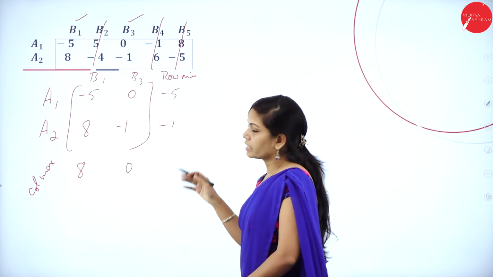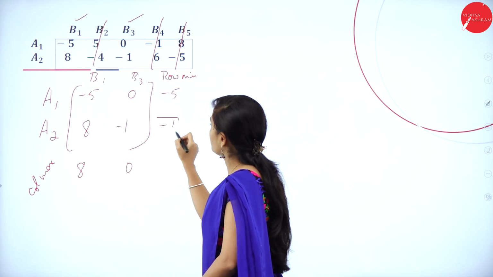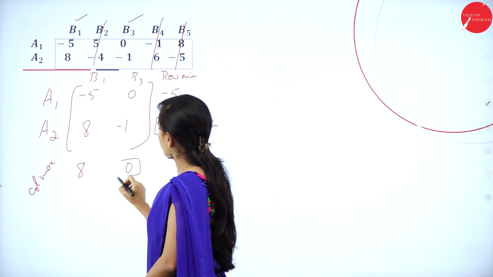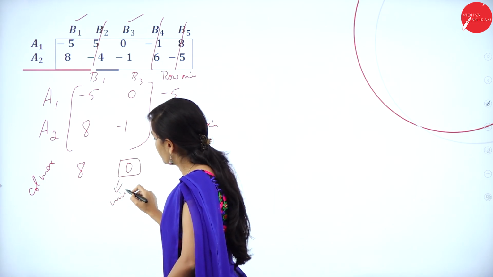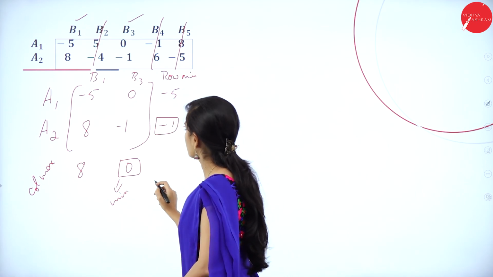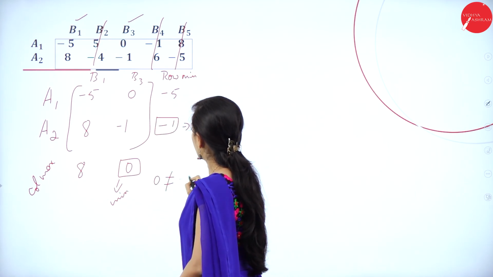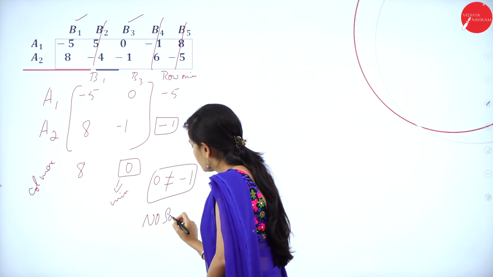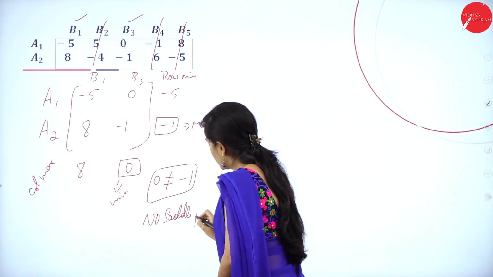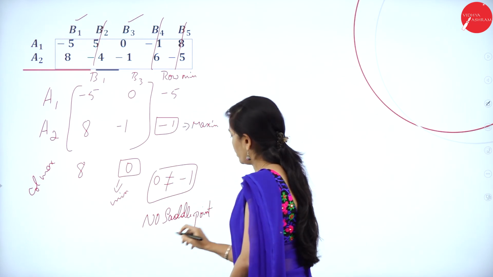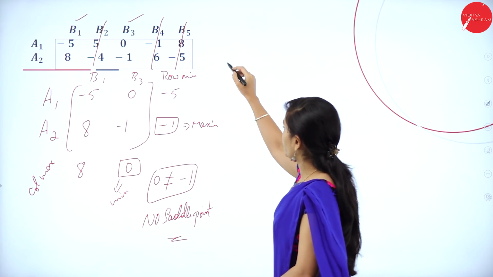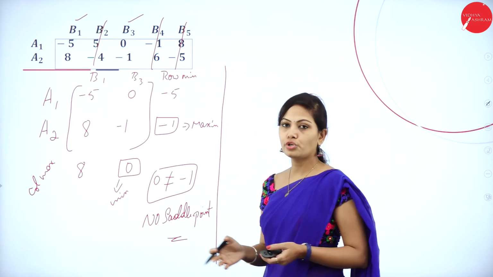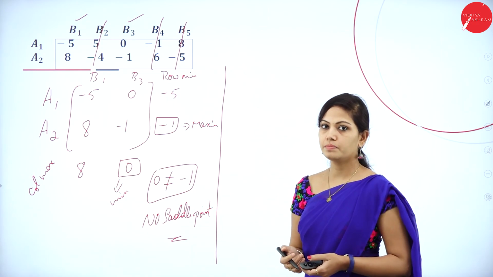So here you can choose the maximum value. So maximum of the minima is minus 1. And the minimum of the maxima is 0. Is this equal? No, it's not equal. So 0 is not equal to minus 1. So it has no saddle point. Clear? It has no saddle point, so you have to use the mixed strategy method.